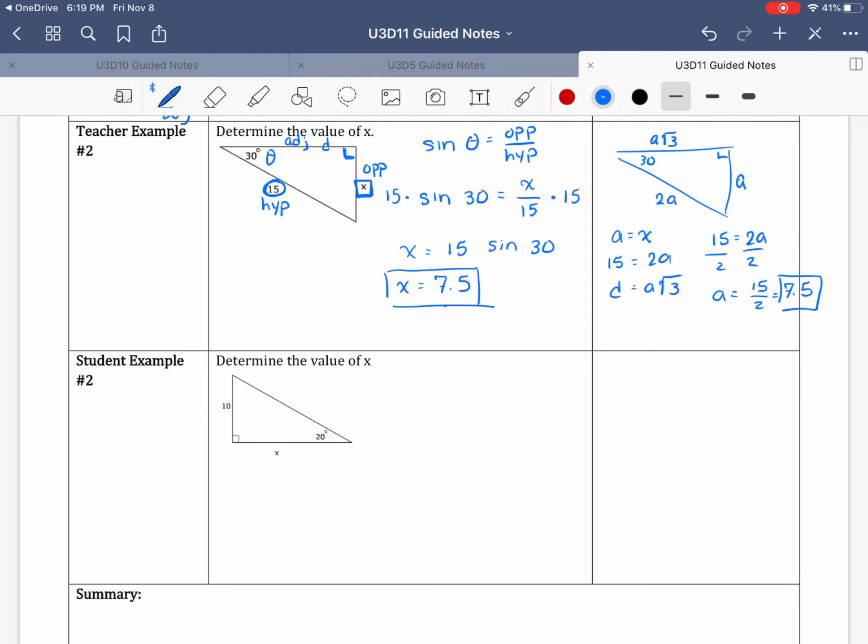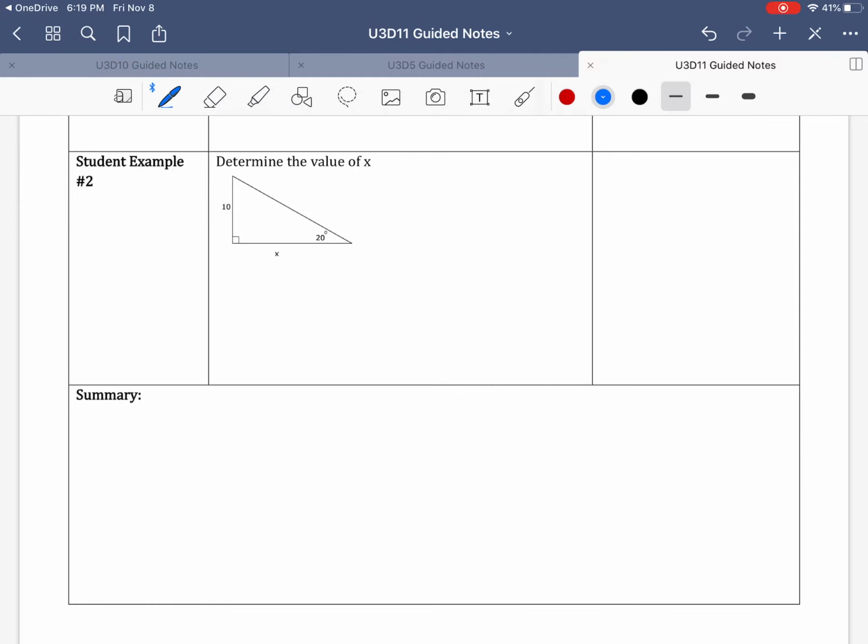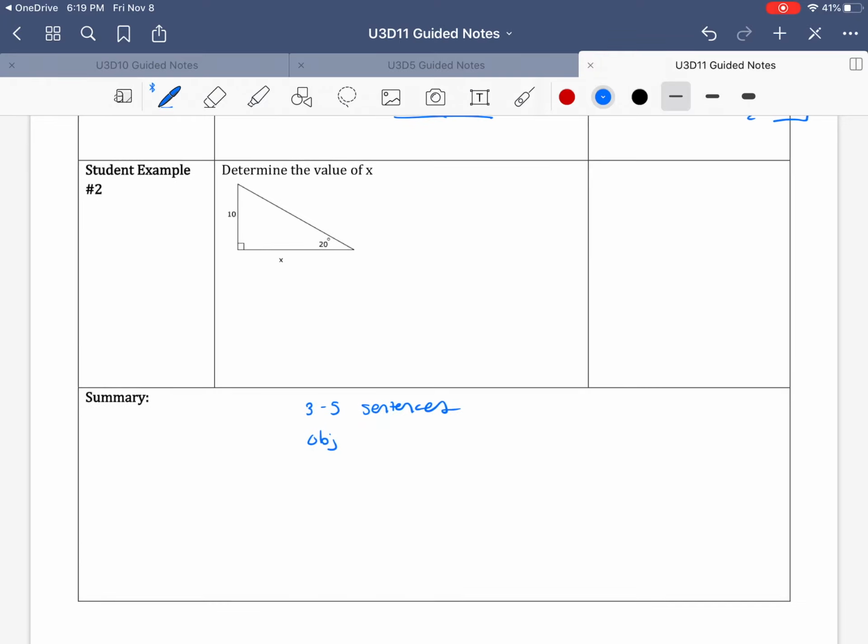Take a little bit of time and try student example number 2. Remember that when you're writing your summary, it should be 3 to 5 sentences. It should include the objective for today, as well as appropriate academic vocabulary.